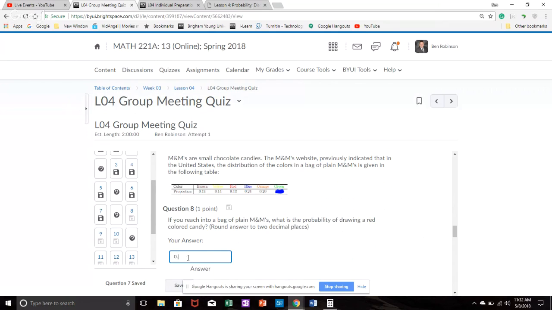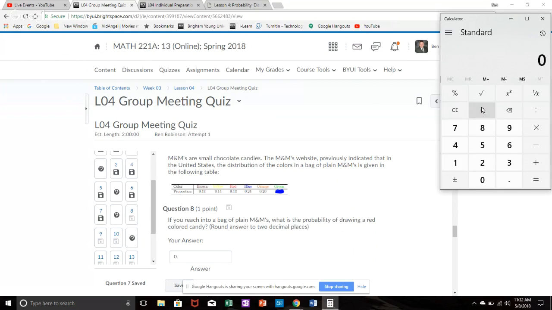Oh, we don't have the green, right? I just assume that one will get us to 1. Okay, let me check. What about if we add 0.13 plus 0.13 plus 0.24 plus 0.20, minus 1? Oh, 0.16.